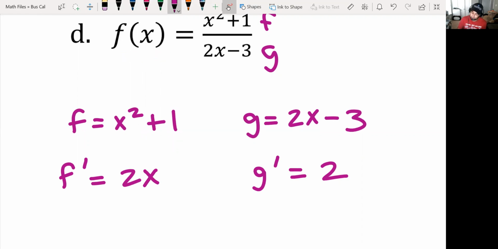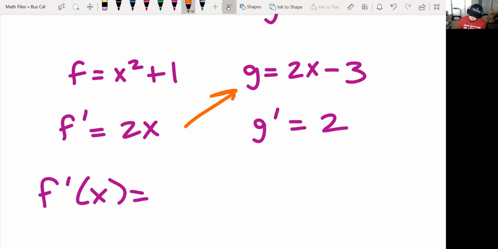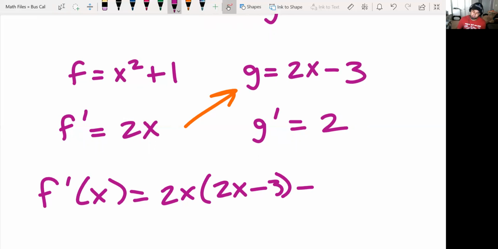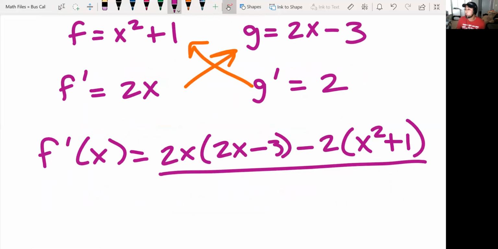Taking the derivative of f of x, so down below, f prime of x, and follow the quotient rule. f prime g, 2x times 2x minus 3, minus g prime f, 2 times x squared plus 1, over the original denominator, 2x minus 3 squared.